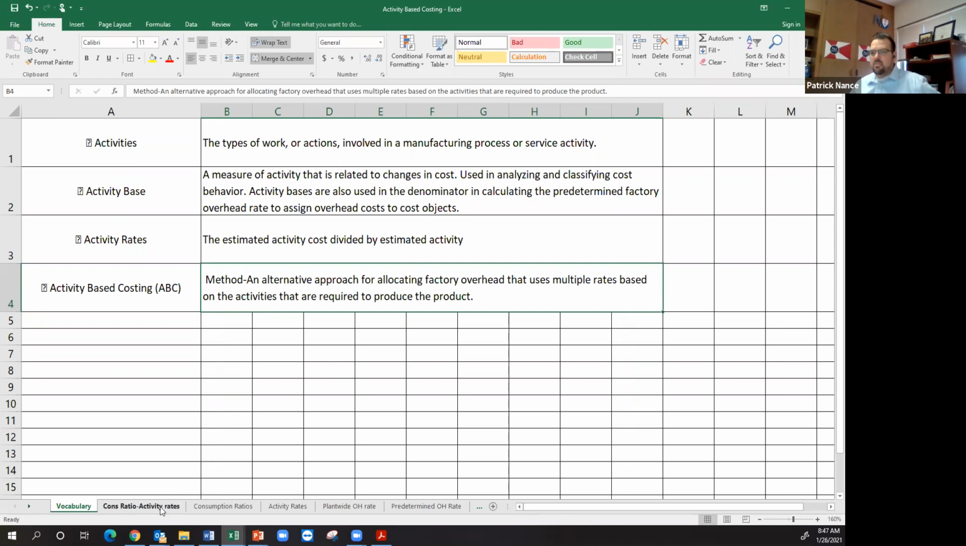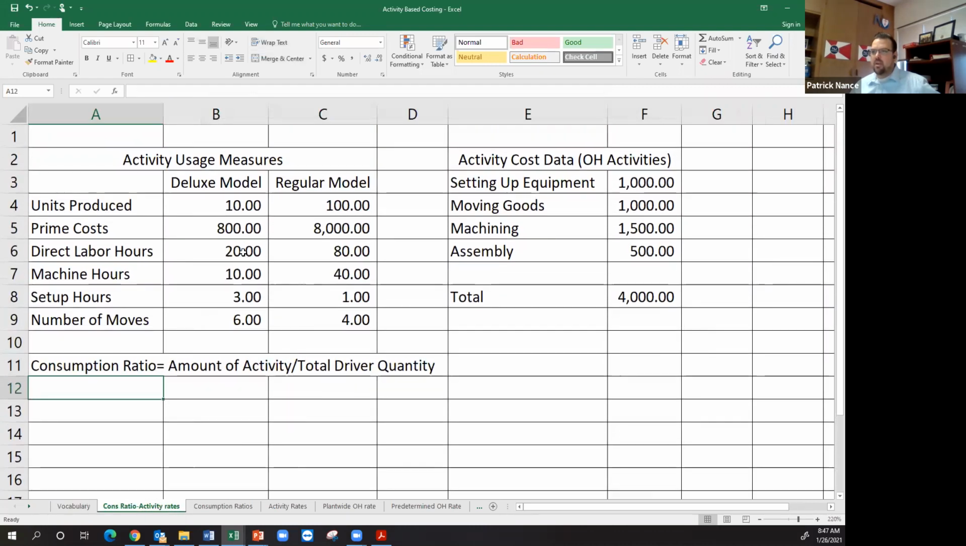So for example here, when I've got my deluxe model, I've got my regular model, I've got how many units of each one I produced, I've got my prime cost, my direct labor hours, my machine hours, my setup hours. If I were going to do this as an overall, I would take this, and these are all my overhead activities, by the way. If I was going to do this overall with a predetermined overhead rate or a plant-wide overhead rate, I would choose one of these activity bases, and I would divide it by this total amount and just allocate based on that one single item.